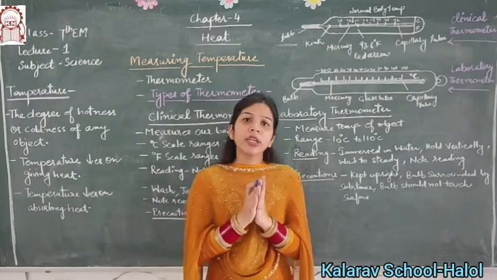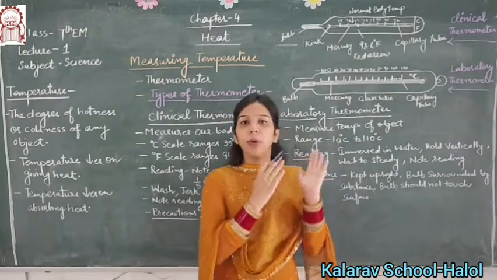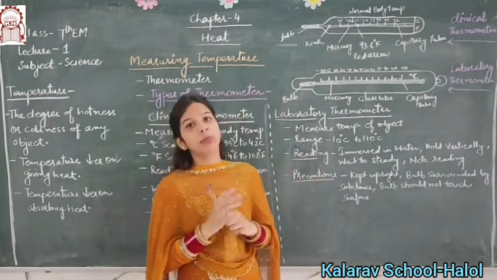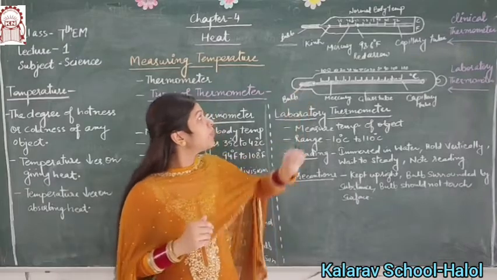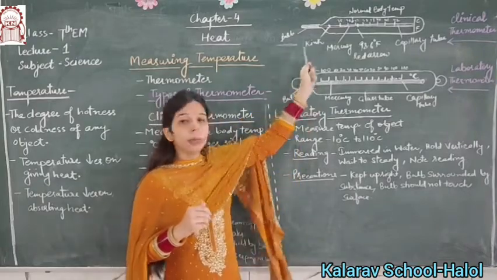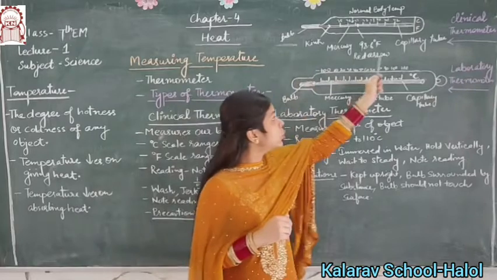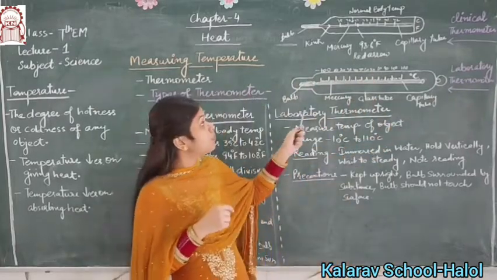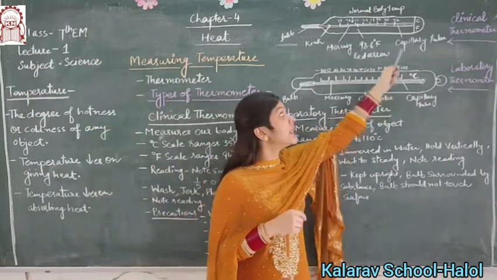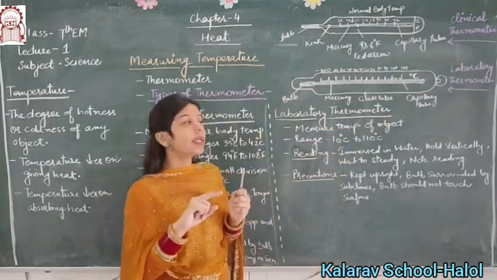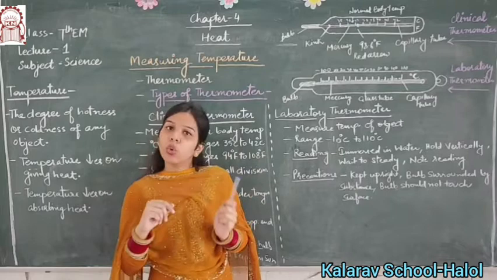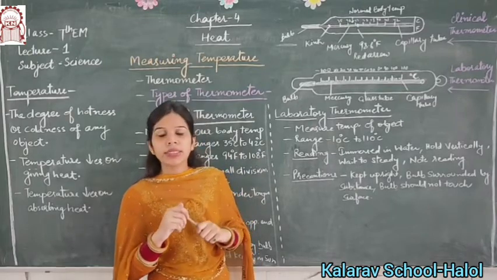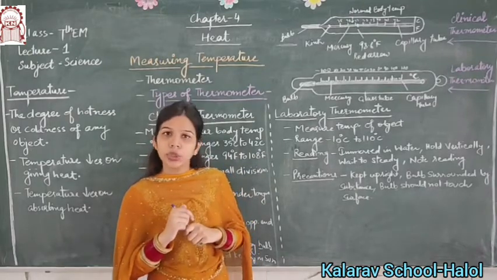Here are some points of similarity between the laboratory thermometer and the clinical thermometer. You can see here is a bulb in both the thermometers. Here is a glass tube in both thermometers. There is a degree Celsius scale in both the thermometers. Mercury is the liquid which is used in both thermometers. It is made up of a glass tube.